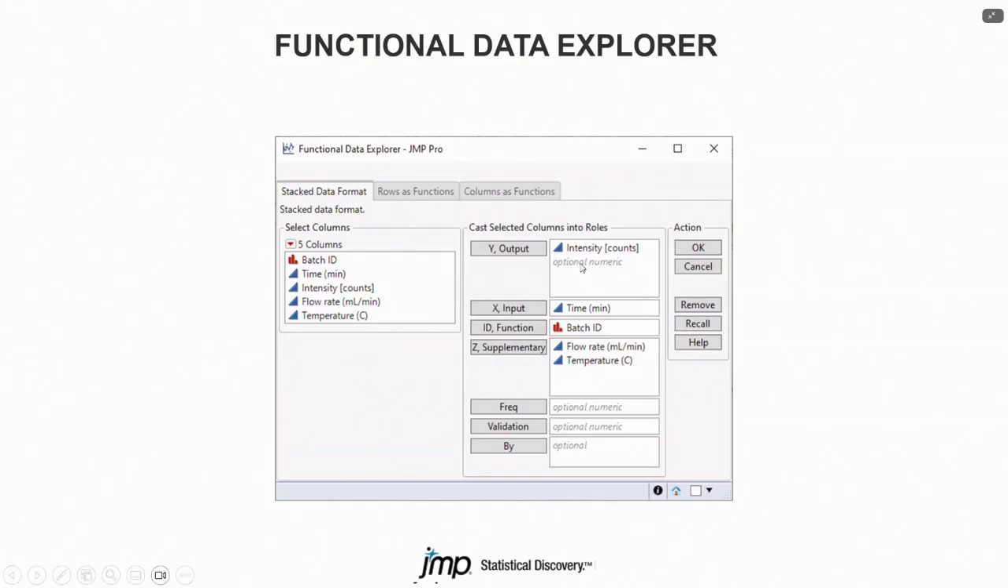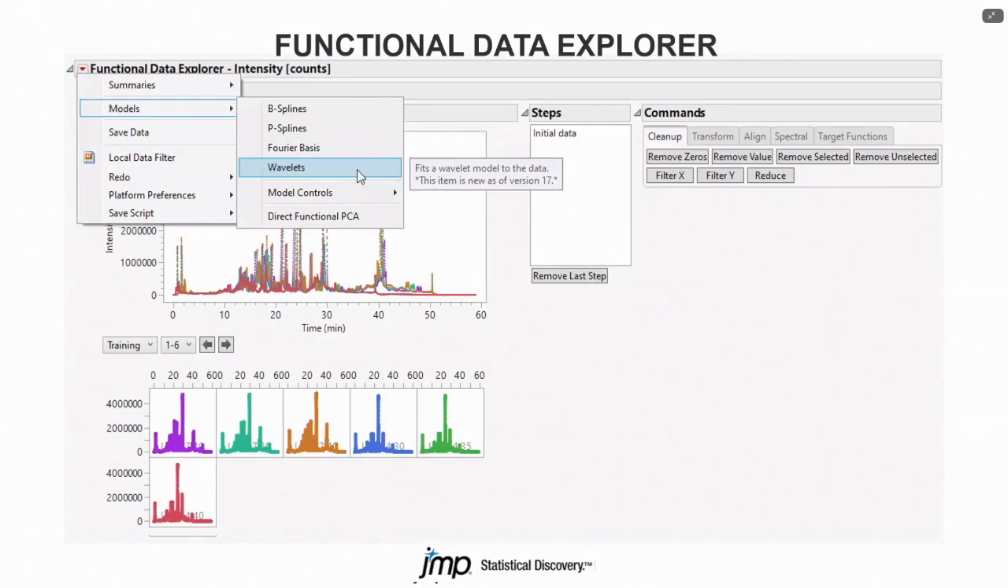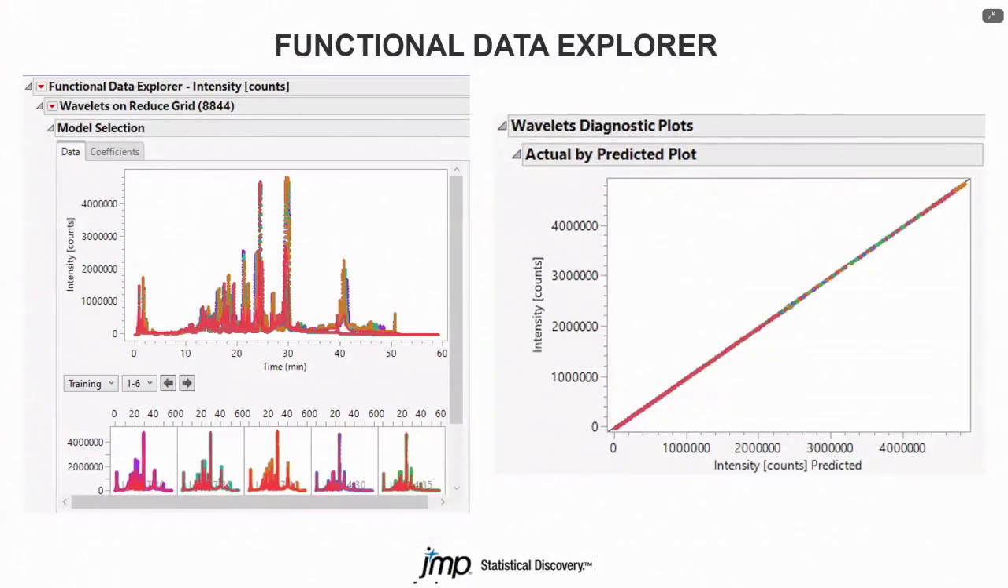Again, we have intensity as our output, and we want to look at that as a function over time for each of our batches. This time, we're using flow rate and temperature as our supplementary variables. That's what's going to get loaded into the functional DOE analysis later. First we get a plot of our data, and again we're going to fit a wavelet, and don't worry, we'll come back in just a little while to talk about what wavelets are. So this is what we get. As you can see here on the right, the actual by predicted plot is quite good. So our wavelets did a really good job reconstructing the original data.